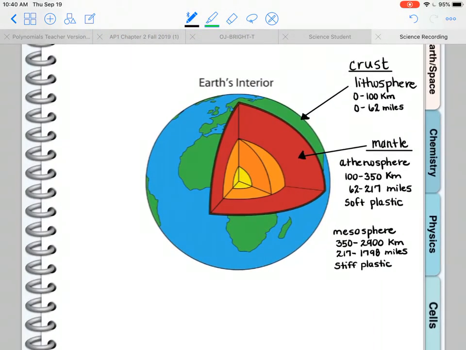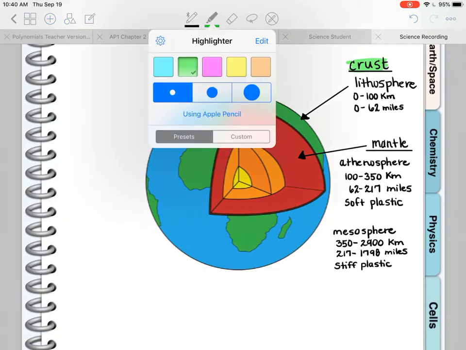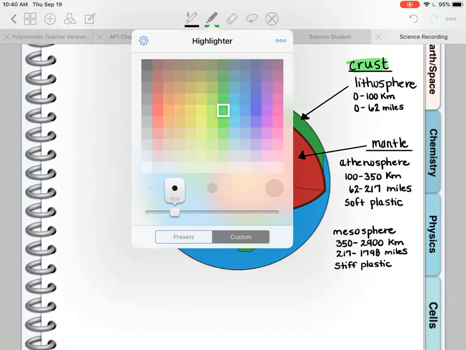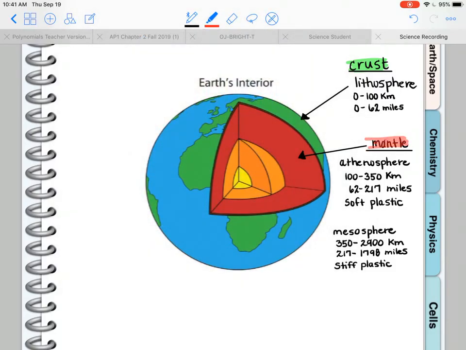So we have covered two of our layers. We have the crust, and let me just highlight these so you can see them. The crust goes with the continents, the oceans. The mantle is going to be this red area, and that has the Asthenosphere and the Mesosphere. So now I'm moving into this next layer. There are 4 of them that we need to talk about. So we're going to look at this orange layer.